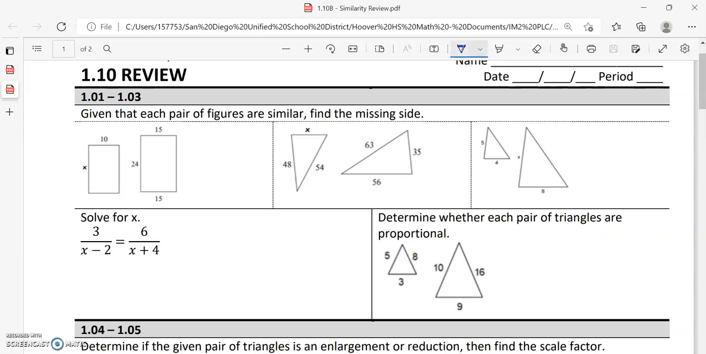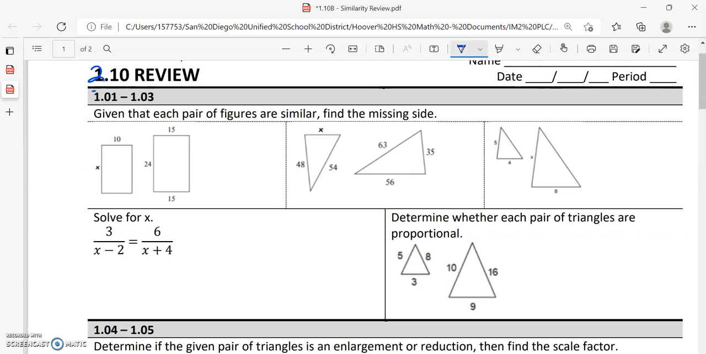Right. Unit 2 review. I know I keep saying 1, but I think you guys got the point by now. Unit 2 review. Given that each pair of figures are similar, find the missing side.